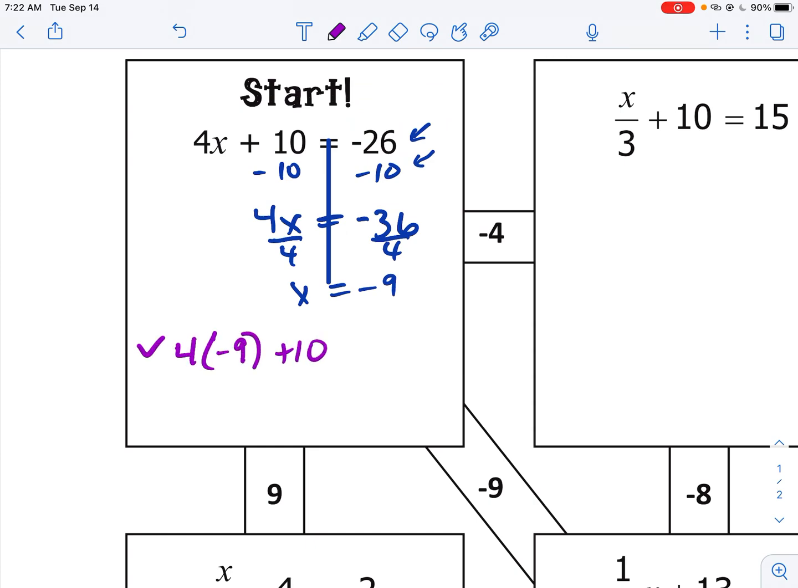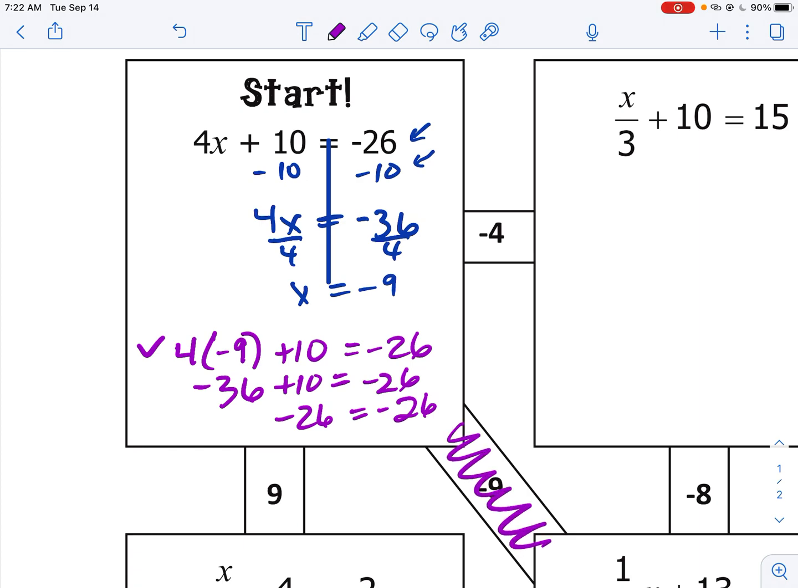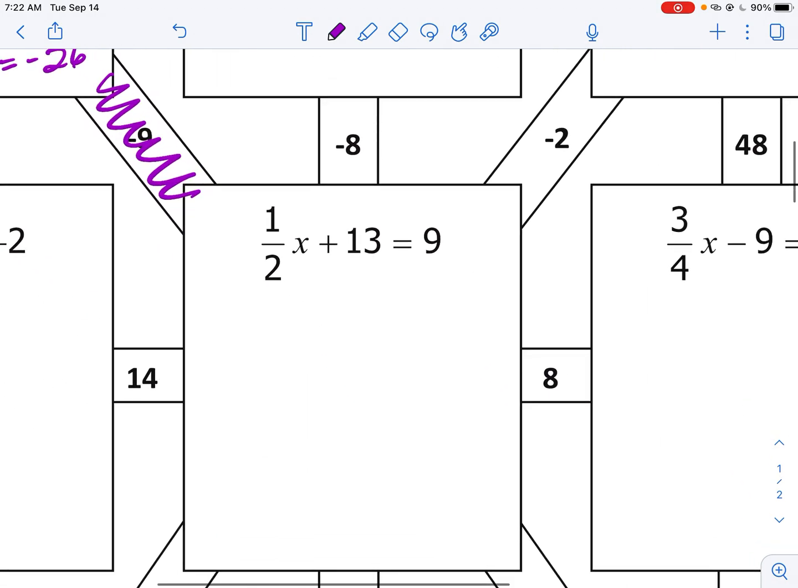If I was to show my checking of this, I would take 4, multiply it by negative 9, add 10, equals negative 26. This would get me negative 36 plus 10. And negative 26 does equal negative 26. So negative 9 is my answer. So I'm going to come this direction right here.